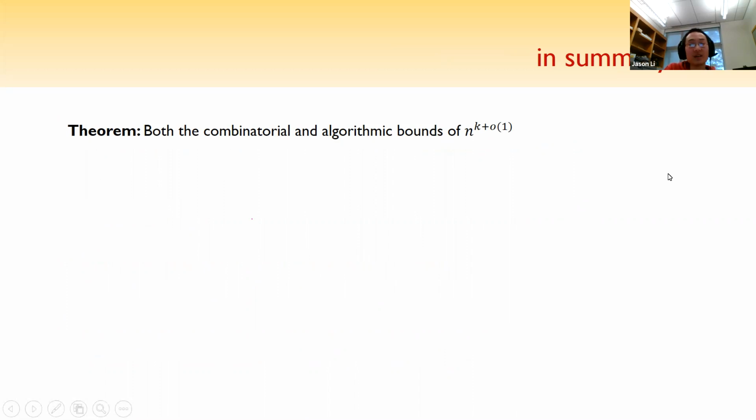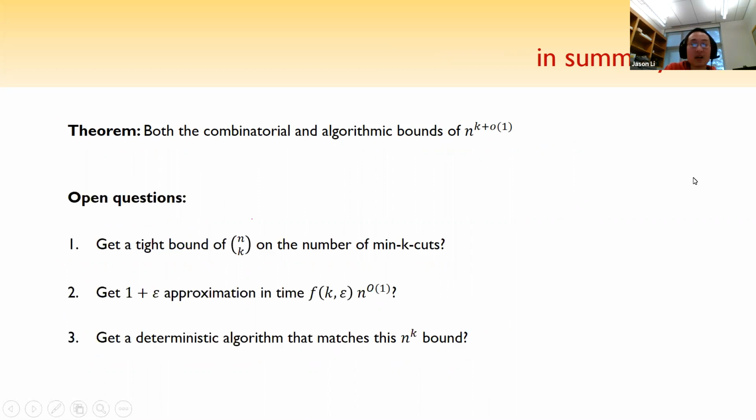min k-cut of n to the k. And some open questions are, can we tighten this bound? By the way, we get the little o(1) because our concentration argument is not quite tight, and we pick up this little o(1) at the end, which turns out to be roughly logarithmic, a little bit higher than logarithmic. Now one question is, can we close this gap completely and get n choose k as the number of min k-cuts? So we recall that in a cycle, the number of min k-cuts is n choose k.